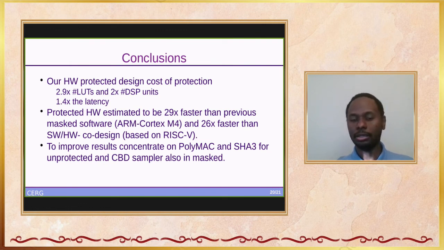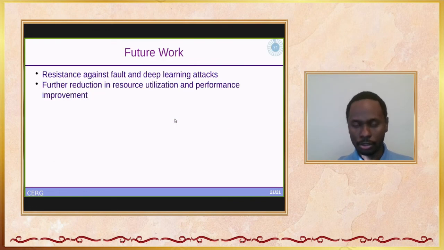We can clearly see that to improve these results, we need to concentrate on the polynomial arithmetic unit and the SHA-3 unit for both the unprotected and protected designs. But in the protected design, the CBD sampler is also significant, so reducing its size and improving its performance will be useful. For future work, we suggest focusing on fault attacks and deep learning based attacks, and further reduction in resource utilization and performance improvements can also be achieved. Thank you for listening.